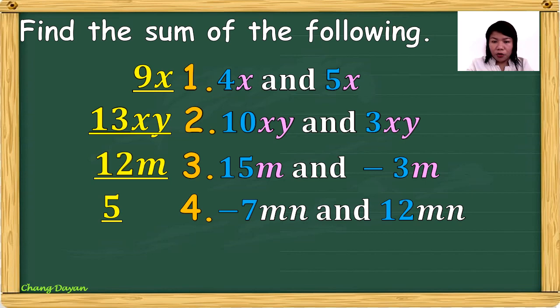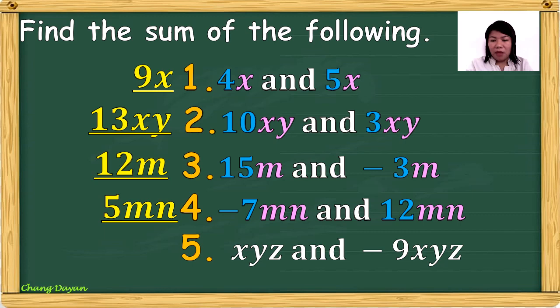So, sa number 4, mas malaki ang absolute value ng 12 kaysa sa negative 7. Kaya ang sign ng ating sagot ay positive. Then, just copy literal coefficient which is mn. Ibig sabihin, negative 7mn plus 12mn, the sum is 5mn.